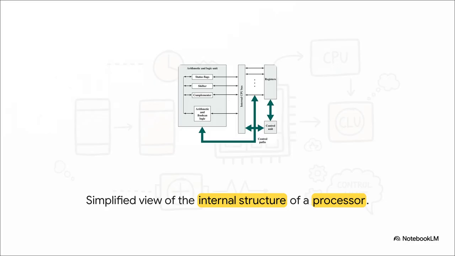So looking inside the CPU, think of the arithmetic and logic unit, the ALU, as the heavy machinery on the factory floor doing the actual physical computation. Over on the right, you've got the control unit. This is like the factory manager, coordinating all the movement of instructions and data. And bridging the whole shebang together is the internal CPU bus, acting as a high-speed conveyor belt that moves data between the manager, the heavy machinery, and the local storage.